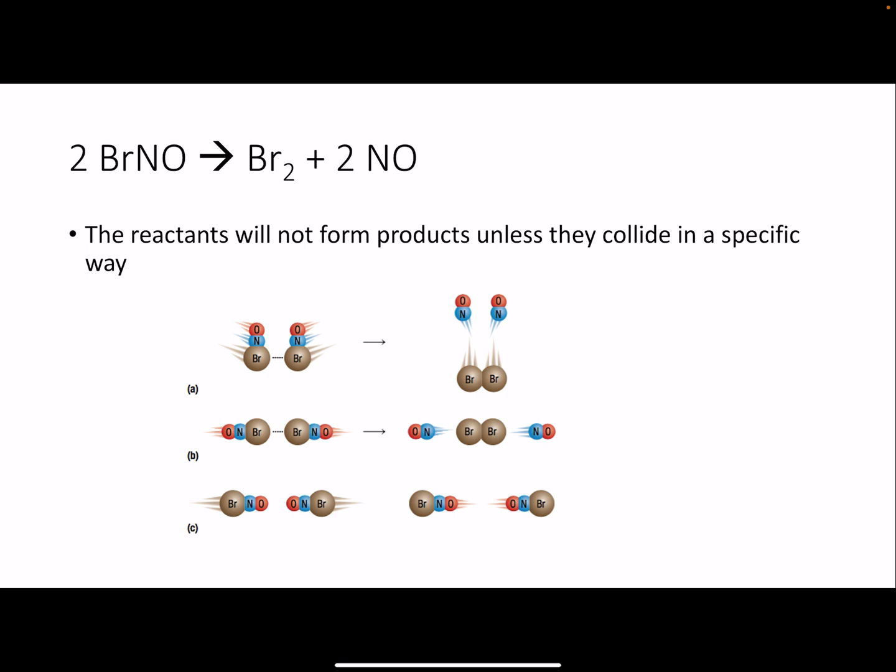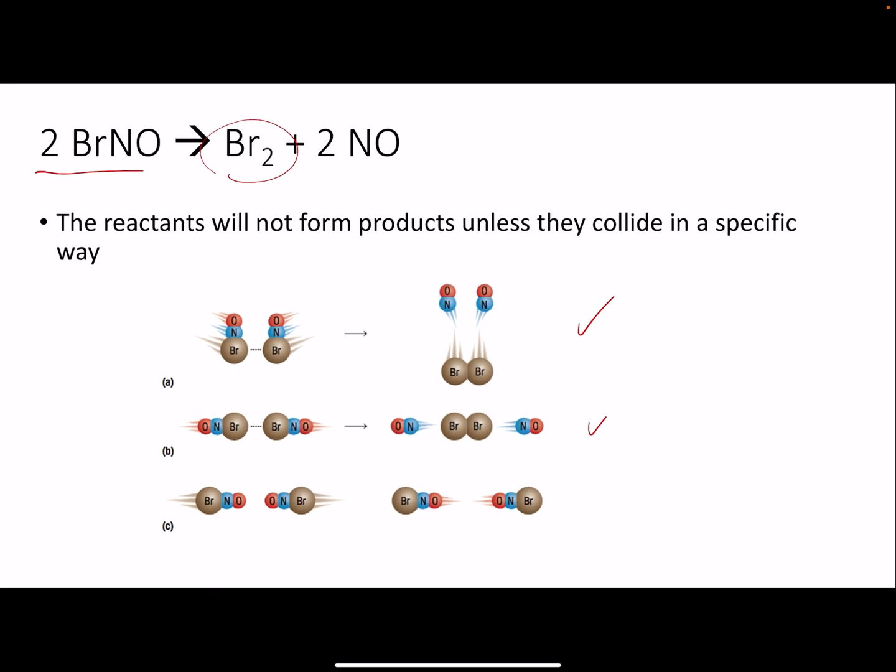So if we examine the reaction here, 2 Br and NO are the reactants, and they need to combine with each other to form bromine and nitrogen monoxide. In figure A, it shows us that if the 2 bromines collide, they'll form that Br2 molecule, and NO will split off. In figure B, the bromines need to collide as well. That's a successful collision because the bromines hit each other.